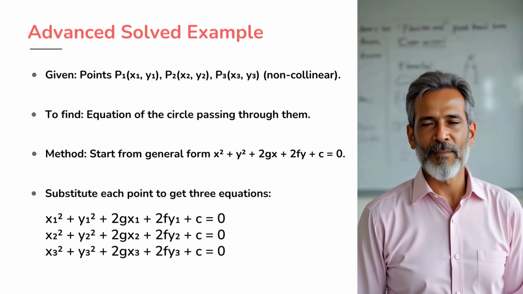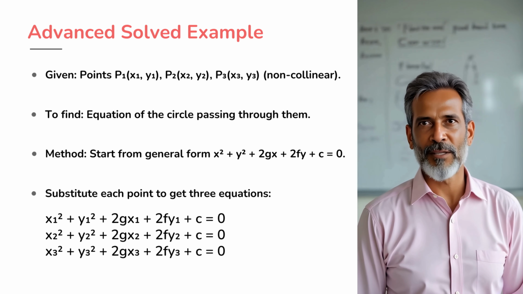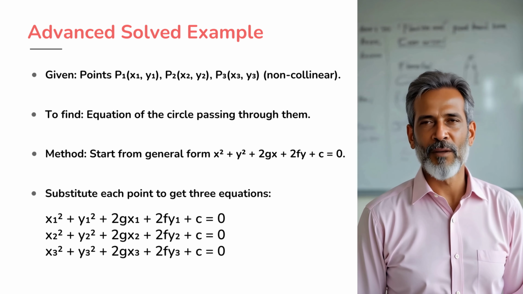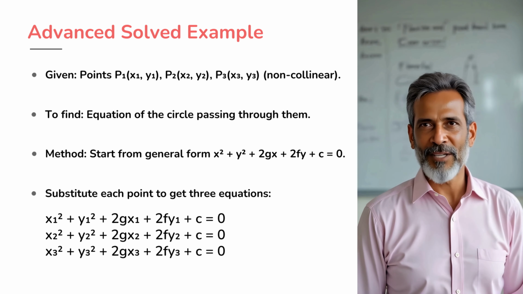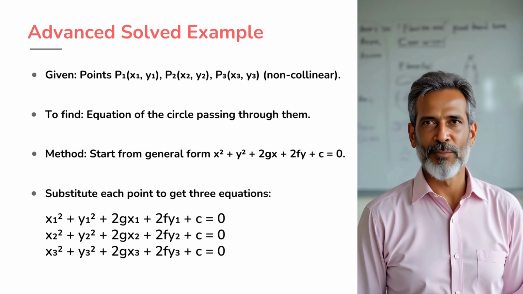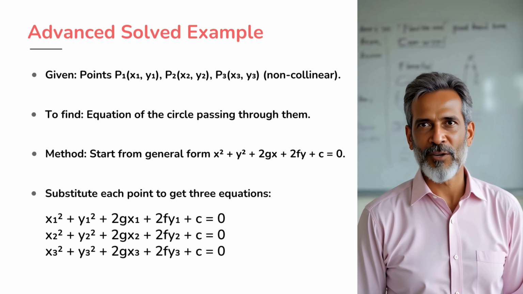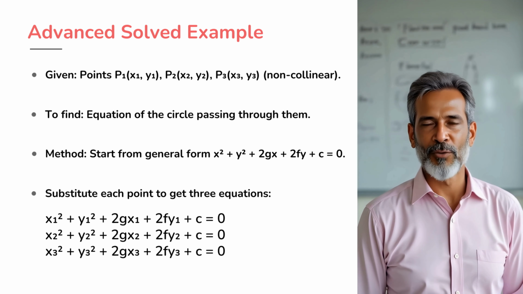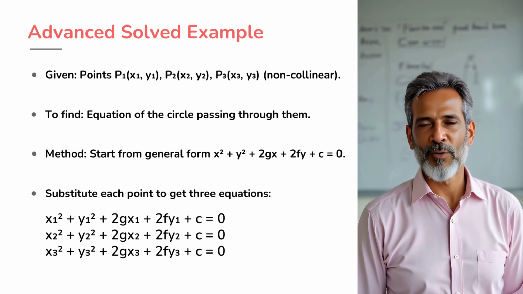Ready for a challenge? Let's now find the equation of a circle that passes through three non-collinear points, say P1 with coordinates (x1, y1), P2 with coordinates (x2, y2), and P3 with coordinates (x3, y3). Step 1. Start with the general equation of a circle: x² + y² + 2gx + 2fy + c = 0. Step 2. Substitute the coordinates of each point into this equation. You'll get three separate equations.